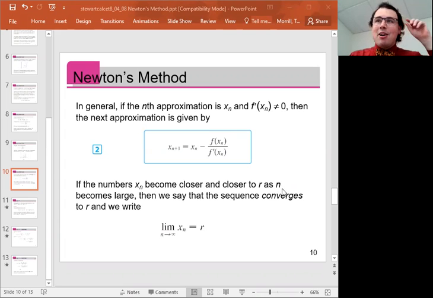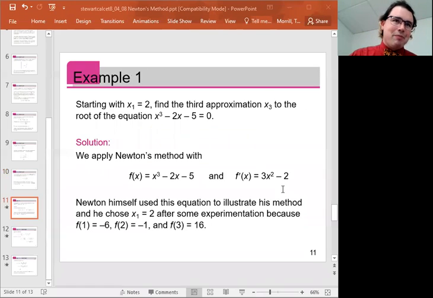Okay, this has been fun and all talking about theory. Let's actually compute. Here is a function. x cubed minus 2x minus 5 equals 0. What's the root of this cubic? In this example, I'm asked to use x1 equals 2. So my starting guess is that my root here should be close to 2.